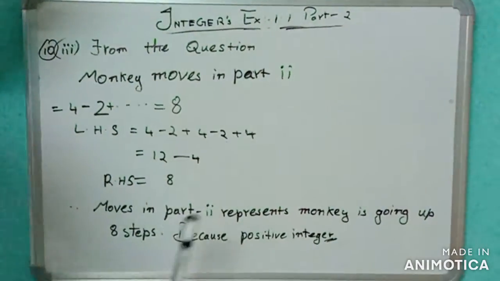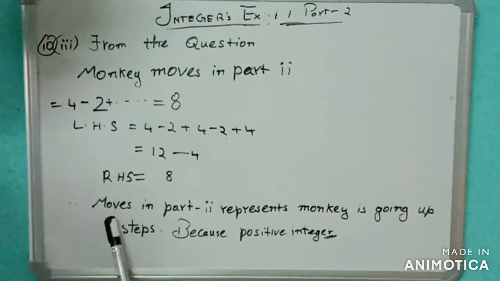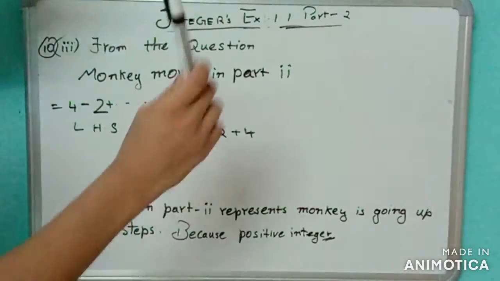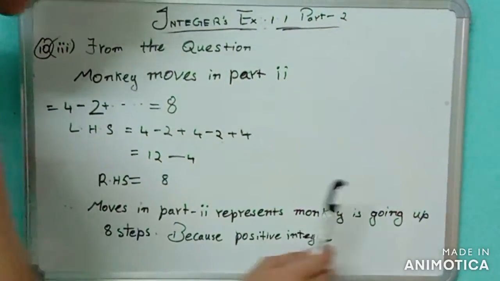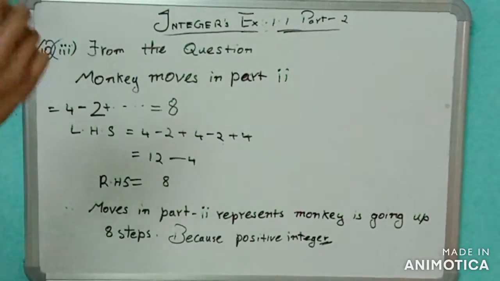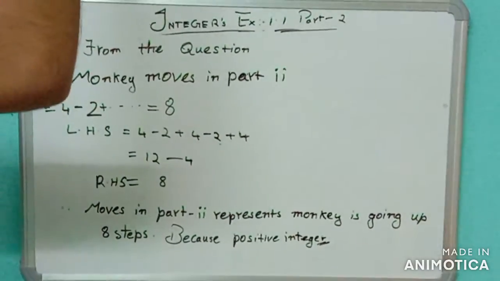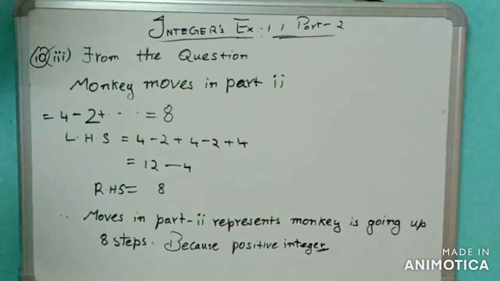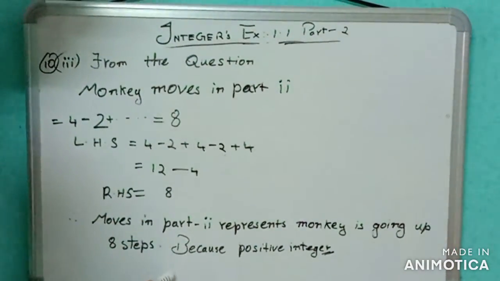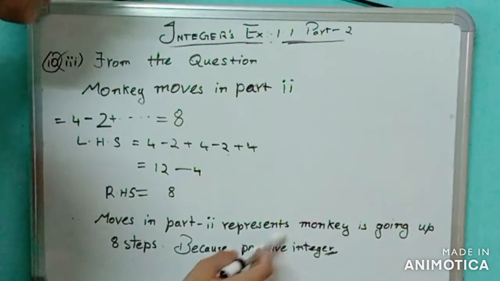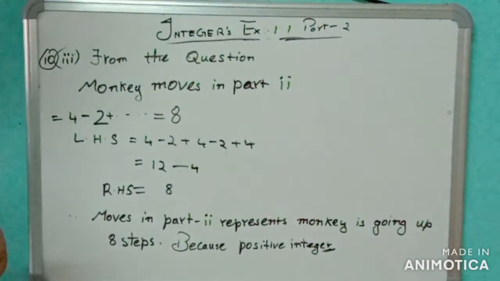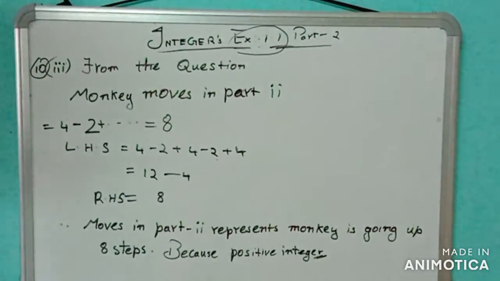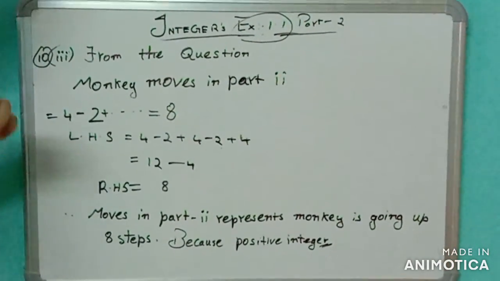So the LHS and RHS are equal. So the moves in part 2 represent the monkey going up. I already said in 8 steps, because it is represented by a positive integer. In the question itself they have given that moves downwards are represented by negative numbers and moves upwards are represented by positive numbers. So it's going upwards, means it is positive numbers. So we have completed exercise 1.1. I hope you understand 1.1 part 1 and part 2.